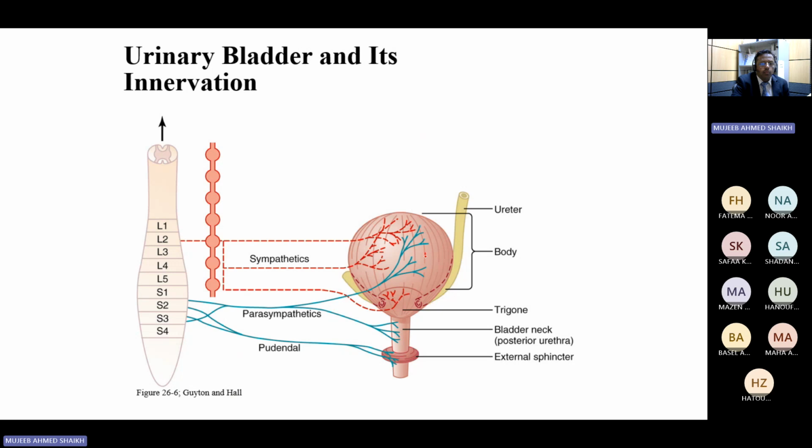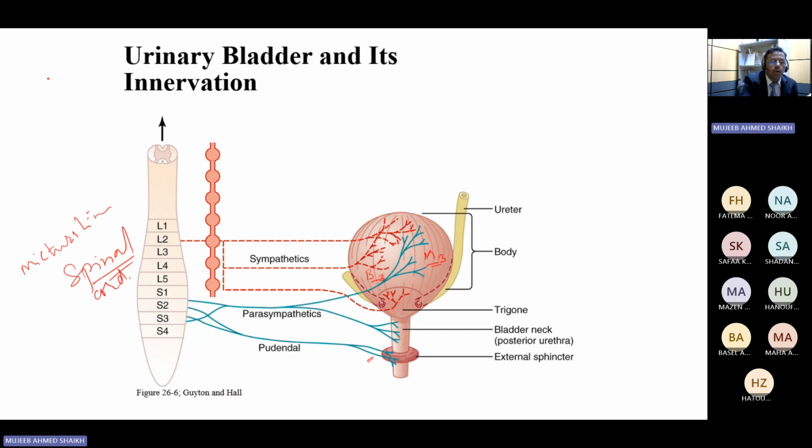Here parasympathetic acts through the M3 receptor, the muscarinic receptor. Sympathetic acts through beta receptors, beta 1, beta 2, beta 3. Pudendal nerves are the somatic nerves. Also, this is only at the level of the lumbosacral spinal cord, or you can say simply at the level of the spinal cord. The micturition reflex center is at the level of the spinal cord.